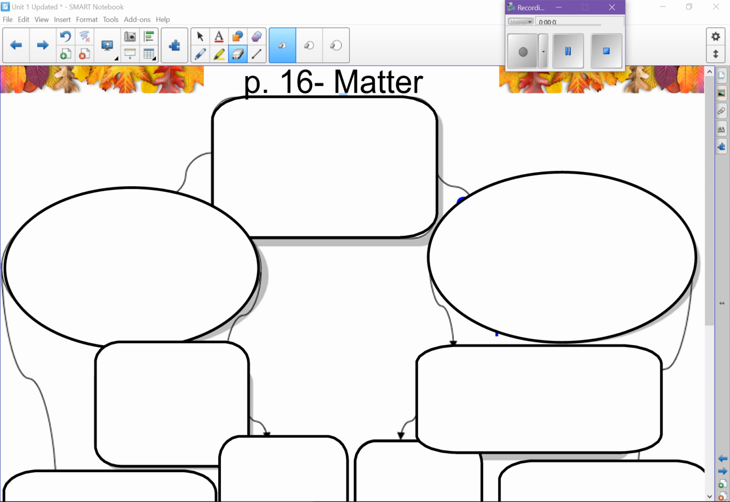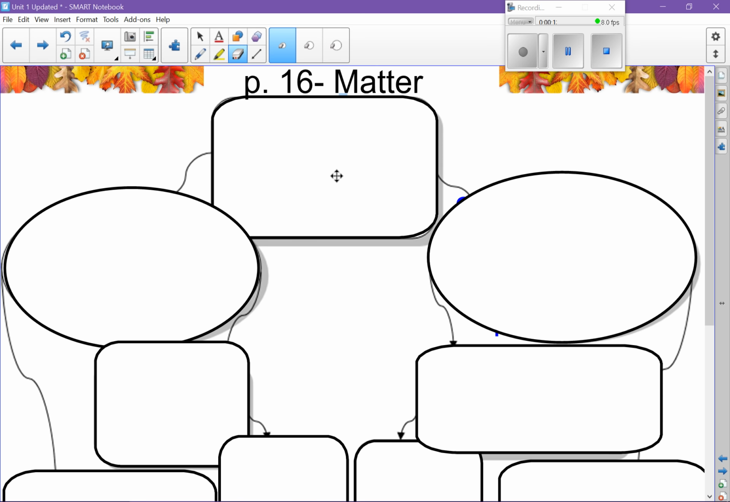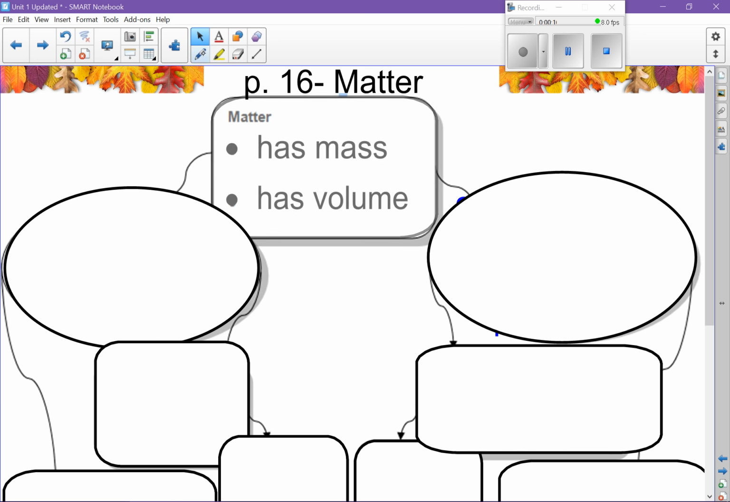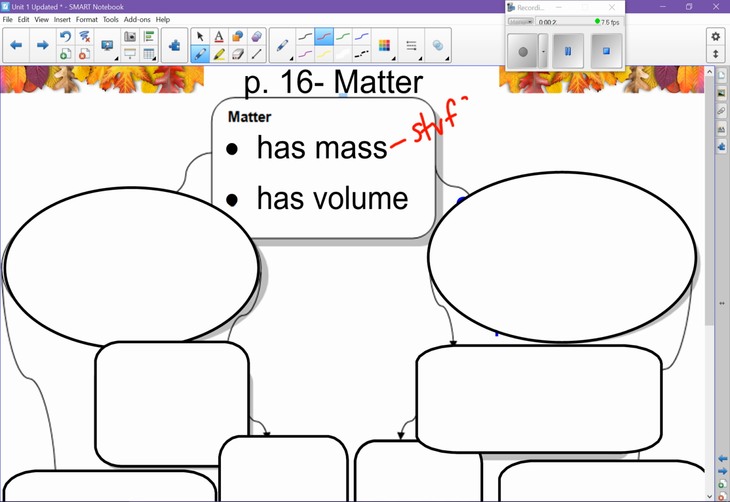Hey guys, so today you're going to learn about matter, and matter is basically everything that you're seeing around you right now. Your packet is matter, your laptop is matter, you are made of matter. Matter is anything that has mass and volume. The two parts of that definition: mass means that it has stuff in it, it's made of something, and volume means that it takes up space. And you are both of those. You're made of stuff and you take up space.